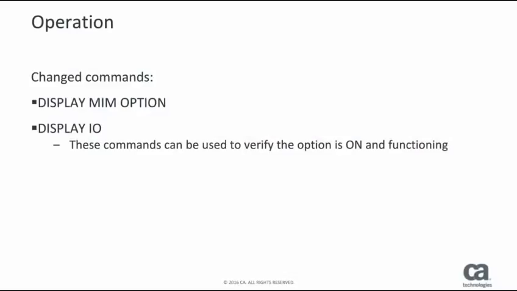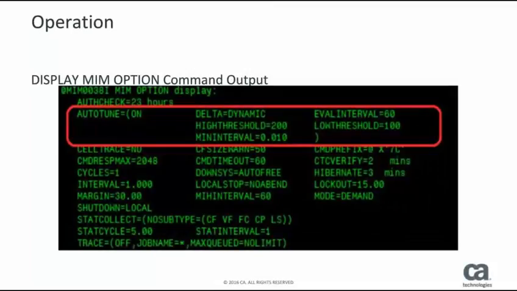The following commands have changed and can be used to verify that the AutoTune feature is on and functioning: Display MIM option and Display I/O. Outlined in red, you will see AutoTune options have been added to the command output for Display MIM options. The option is on with the following sub-options, which are defaults.